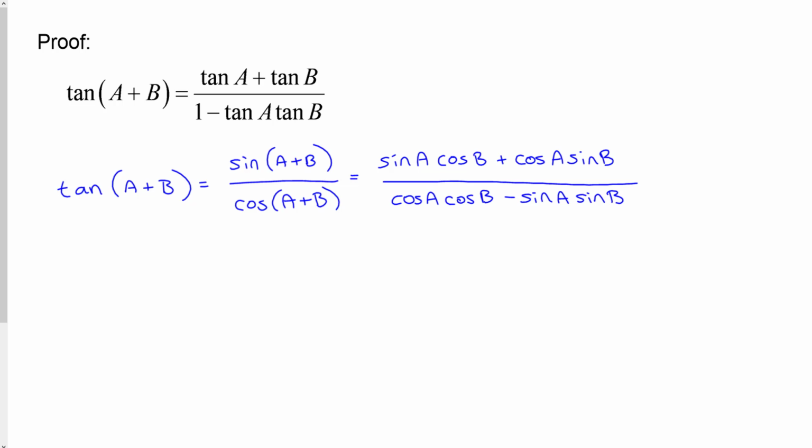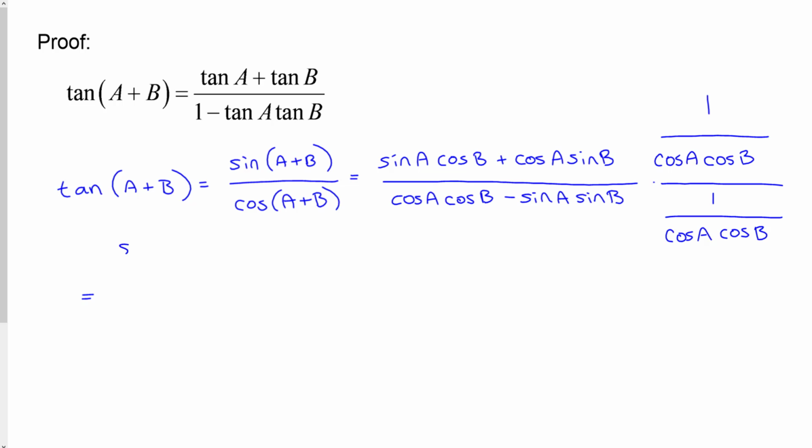And in order to get this to work out, this is one of the times where we have to multiply in something that doesn't exist already. So what we need to do is multiply the numerator and denominator by 1 over cosine A cosine B. These are two fractions that are equal, so this is essentially just multiplying by 1. But it's going to give us an advantage here. The advantage you'll see as we go through.